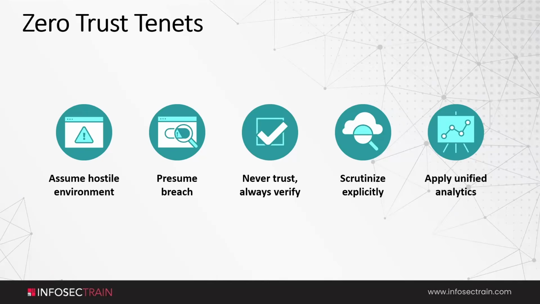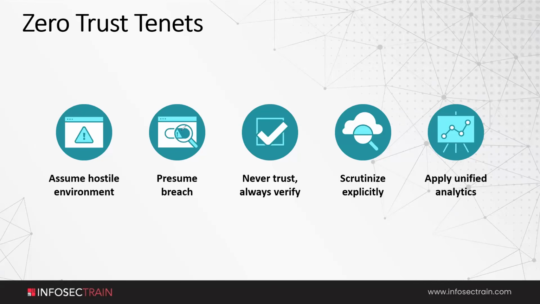Then the next principle is scrutinize explicitly. That means always check who is requesting, what they are requesting, and why they are asking for it. For example, when you go to the airport, what happens? Even though you have a ticket, they still verify your ID. They scan your luggage and all, right? Because that's a protocol we have to follow. In the same way in zero trust, access is based on strict policies.